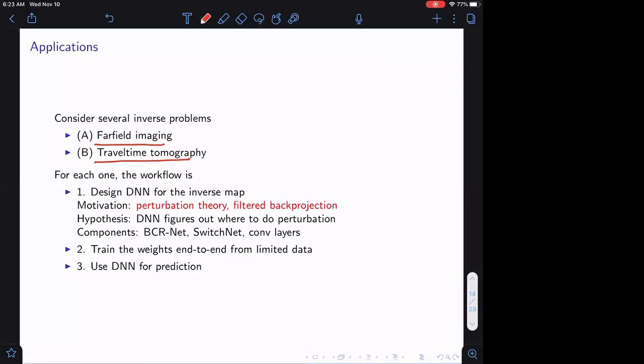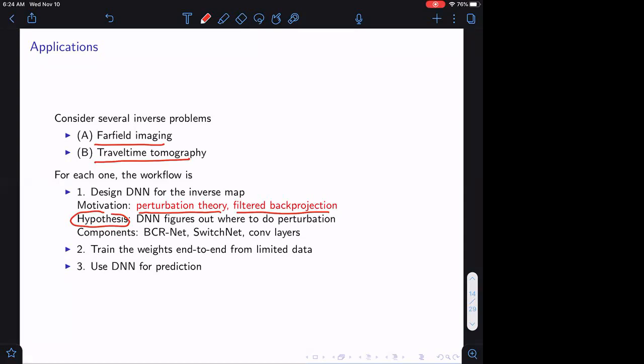The way we design the neural network is based on perturbation theory, and more importantly something called filtered back projection. We write down the filtered back projection operator for each of these inverse problems, and then we try to represent each operator appearing in the filtered back projection using neural networks. Our hypothesis is that the neural network can automatically, based on the data, figure out where to do linearization and perturbation, and at the same time also figure out the coefficients and weights appearing in the different terms of the perturbation series.